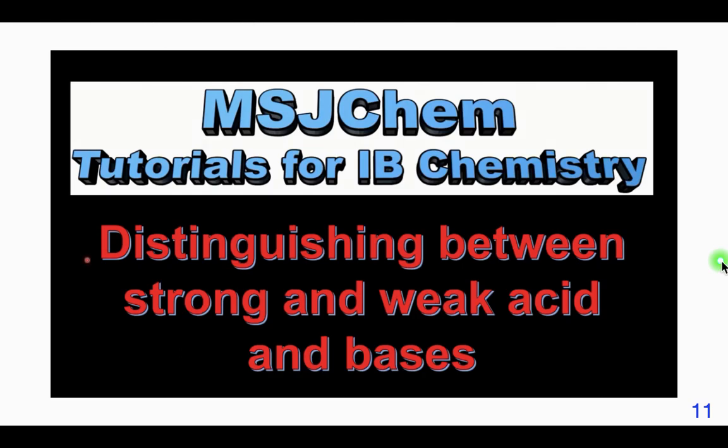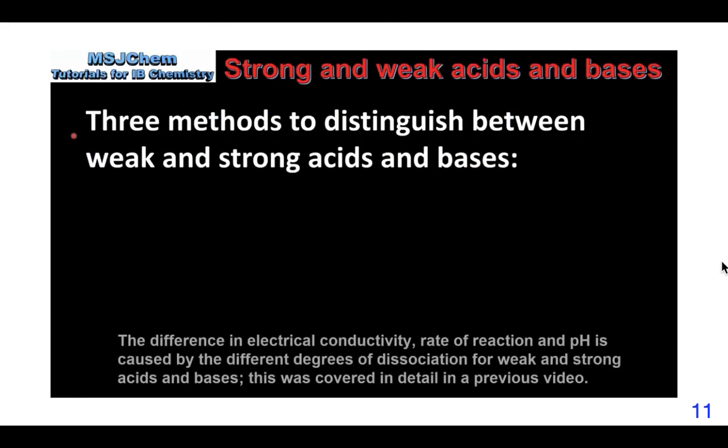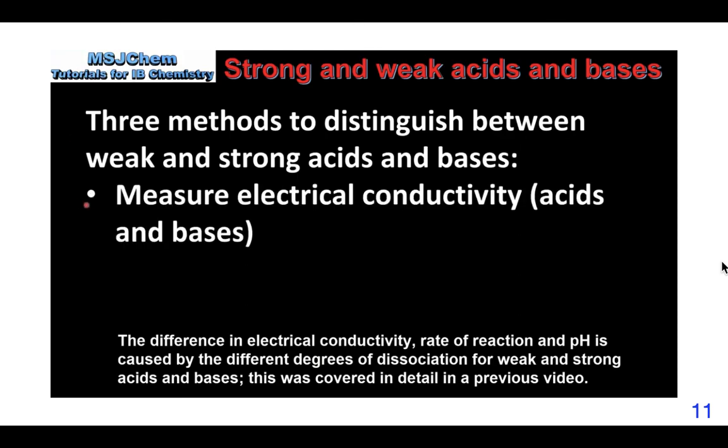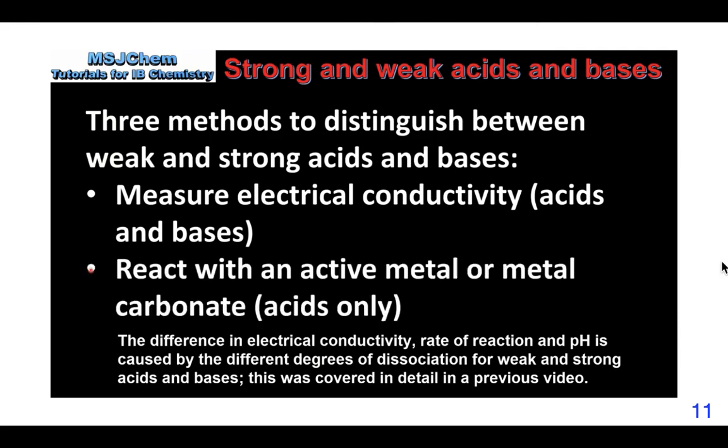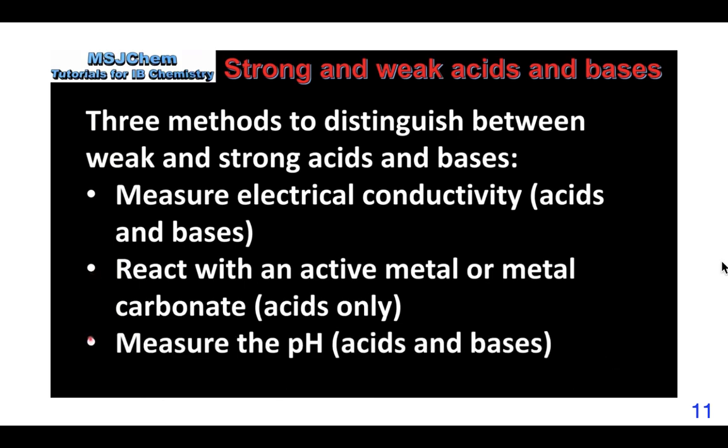This is MSJ Chem. In this video, I'll be looking at how to distinguish between strong and weak acids and bases. I'll be looking at 3 methods. The first is to measure the electrical conductivity, and this can be used to distinguish between weak and strong acids and bases. The second is to react with an active metal or metal carbonate. This method can only be used to distinguish between weak and strong acids, because bases do not react with active metals or metal carbonates. And the final method is to measure the pH of the solution, and this can be used to distinguish between weak and strong acids and bases.